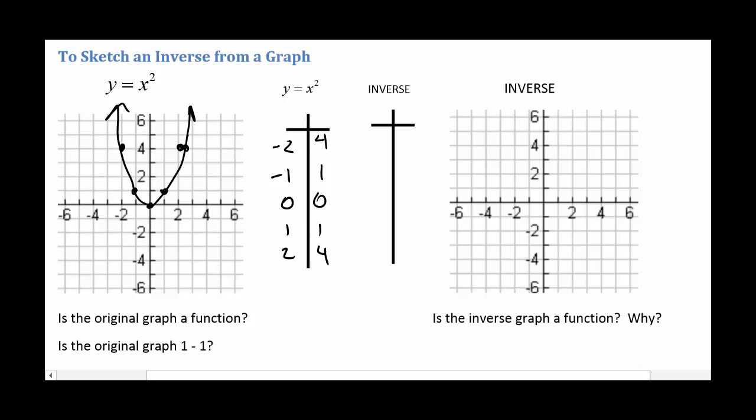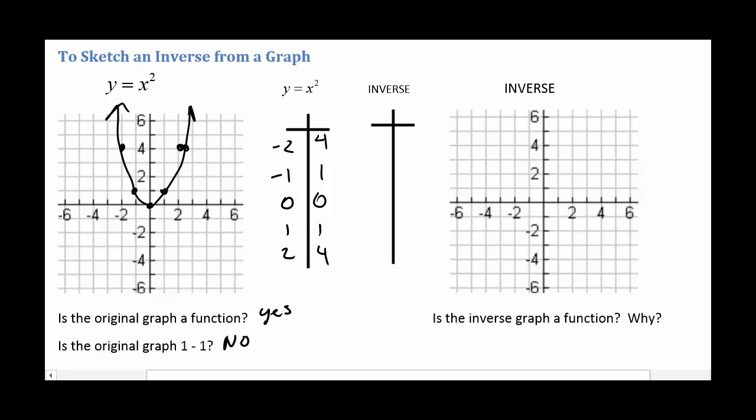Okay. Now, is our original graph a function? So does it pass the vertical line test? That is a yes. Is the original graph one-to-one? And the answer is no. It does not pass the horizontal line test. Okay, well that's a concern, but we'll just keep going here.